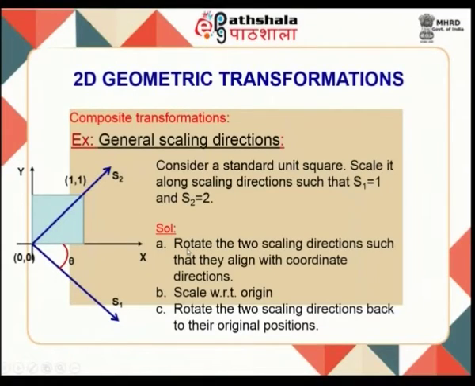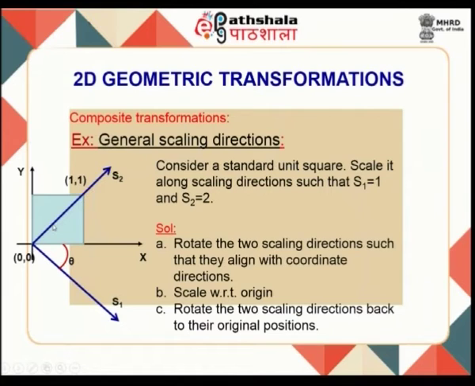So, the steps are shown here. How do we go about it? Let us call this a complex transformation. Our aim has always been to take a complex transformation, break it up into a series of simple transformations, take a composite of those, and then multiply the original coordinates to get the final coordinates. So, the first step is to rotate the S 1 and S 2 directions, which are already mutually perpendicular, such that S 1 coincides with x and S 2 coincides with y.